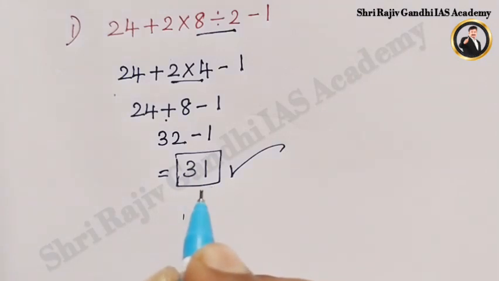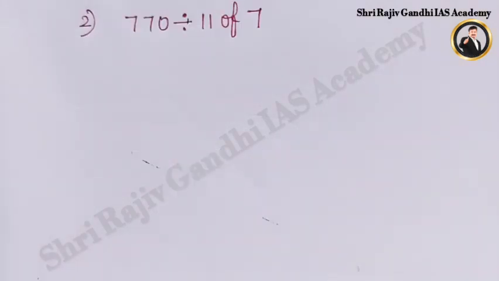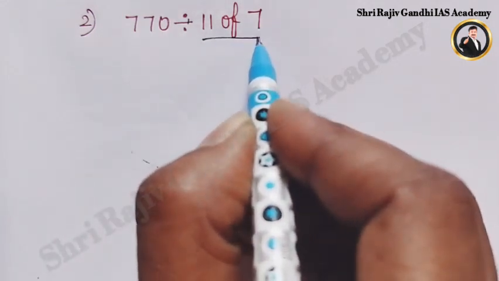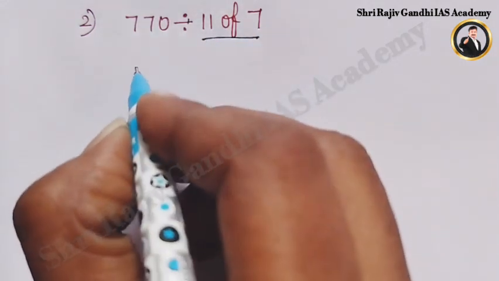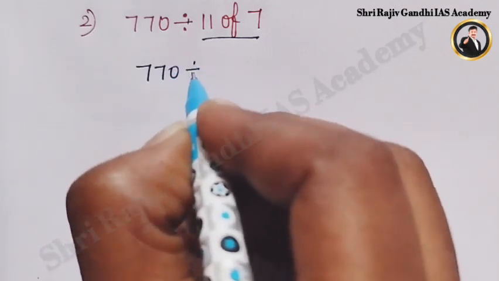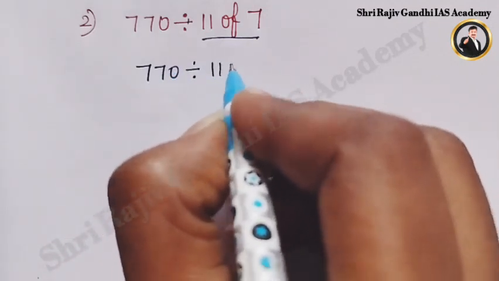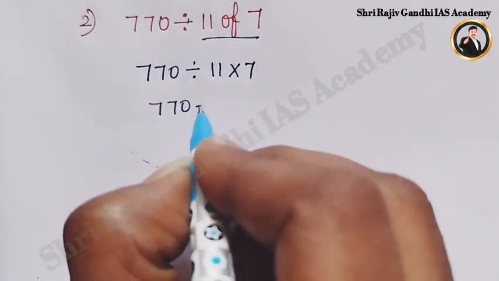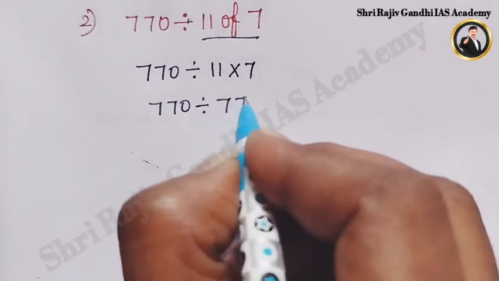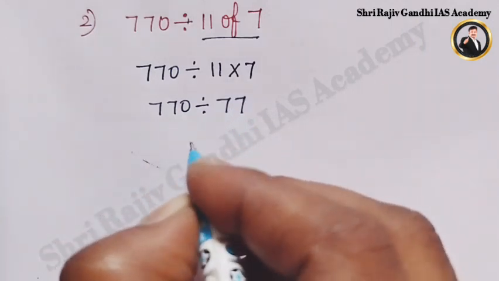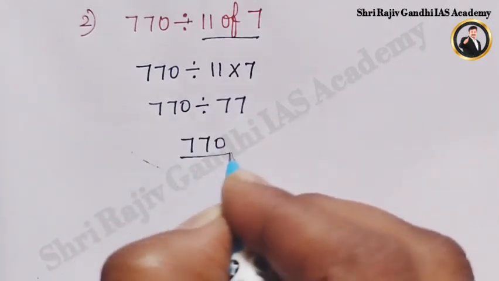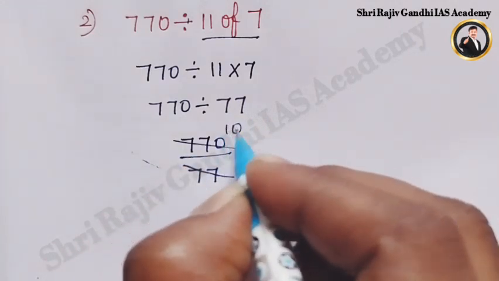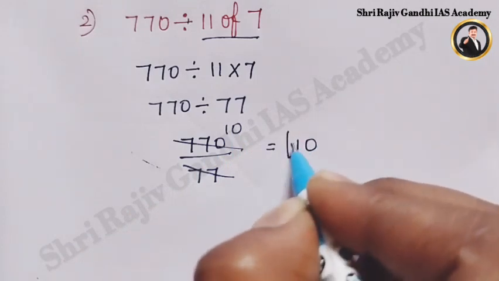Now let's see the second sum. So here, a very simple sum and a repeatedly asked sum. Very important one. Here, of. Of means, as we already saw, multiplication. So 770 divided by 11 into 7. Next step, 770 division. 11 into 7 is 77. Here we have to do the division. So 770 divided by 77. After the cancellation we got 10. So finally, 10 is the correct answer here.